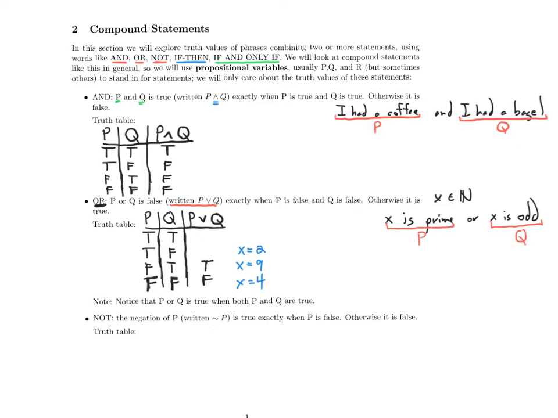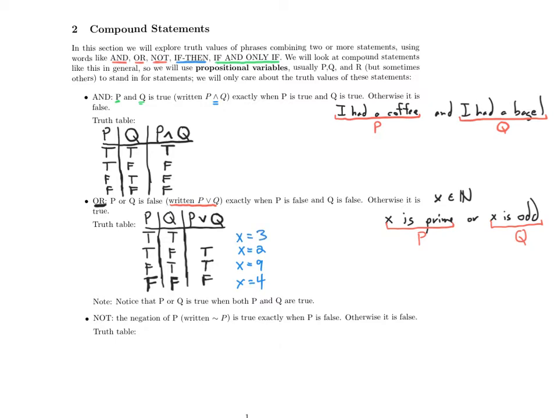So if I said 2 is prime or 2 is odd, well, that's a true statement because 2 is prime. So here we have when just P is true, then P or Q is true. And finally, if we have a situation where both are true, maybe a number like 3. 3 is a prime number. 3 is odd. So here an example would be x equals 3.